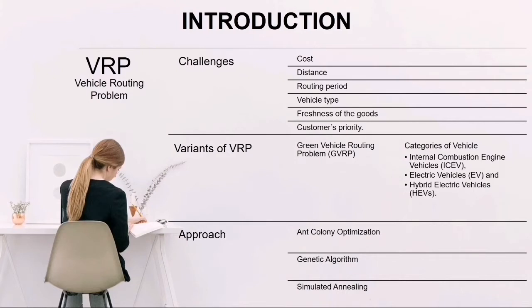For global concern, VRP has included green technology into consideration, which is known as GVRP. GVRP is developed to tackle the additional problems associated with the service of an alternative fuel vehicle fleet. GVRP has been classified into 3 categories of engine, which are internal combustion engine vehicles, electric vehicles, and hybrid electric vehicles. There are many options in solving VRP using algorithms. In this paper, I will be focusing on ant colony optimization, genetic algorithm, and simulated annealing.